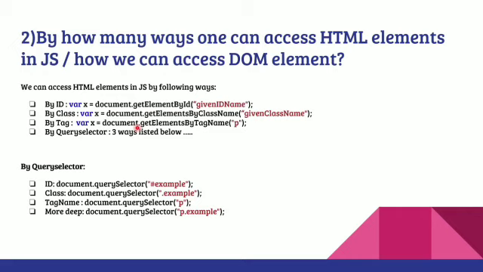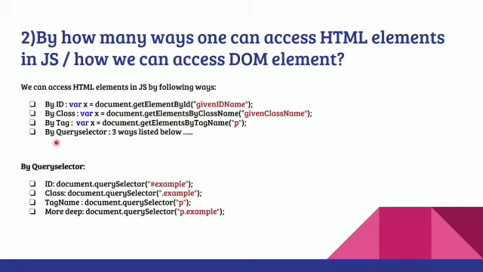But one thing to be noted here is that for ID it is just element by ID, while for class name and tag name it is elements by. Why? Because ID is always unique in the document, while class name and tag name can be multiple in the same document. Multiple elements can have the same class name or same tag name. So because of that it is elements.